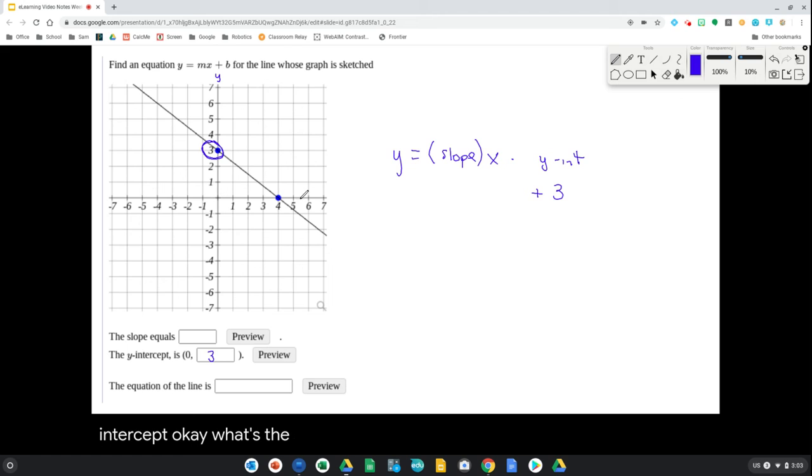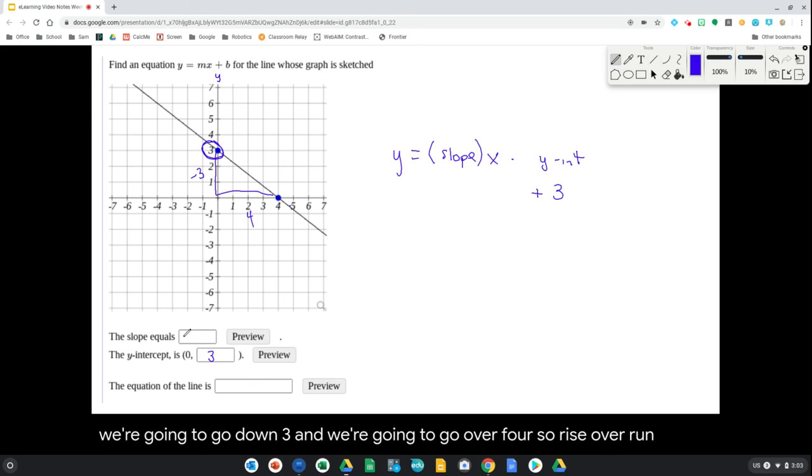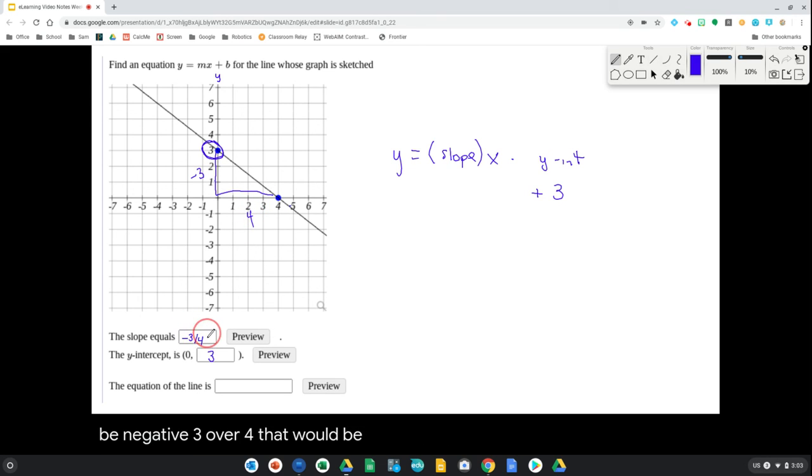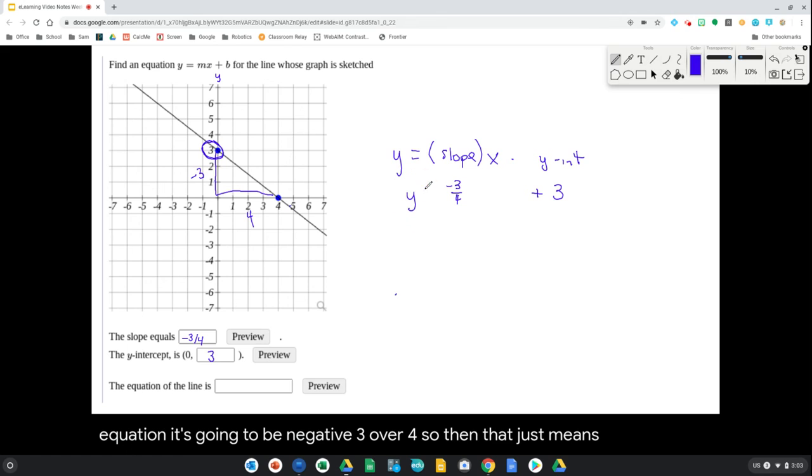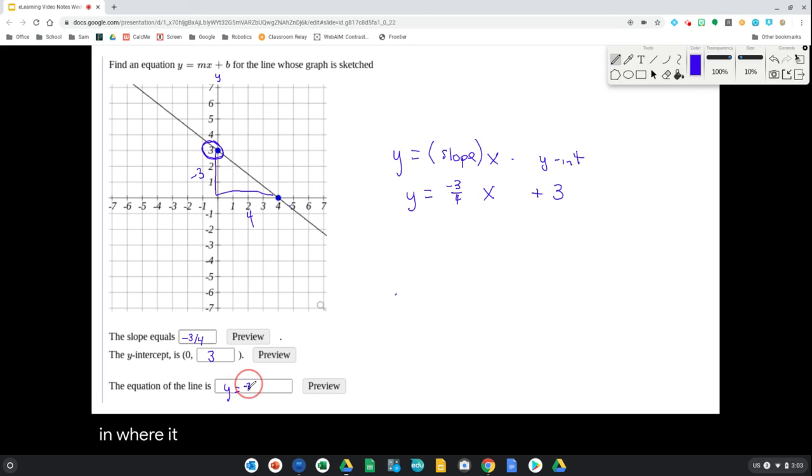What's the slope of this line? Remember, for slope, you do rise over run. As we do rise over run, to get from the left point to the right point, we're going to go down 3, and we're going to go over 4. So rise over run would be -3 over 4. That would be what the slope is. So for the slope part of this equation, it's going to be -3 over 4. Then that just means our equation would be y equals -3/4x plus 3. That's what you're going to type in where it asks you for the equation part of that problem.